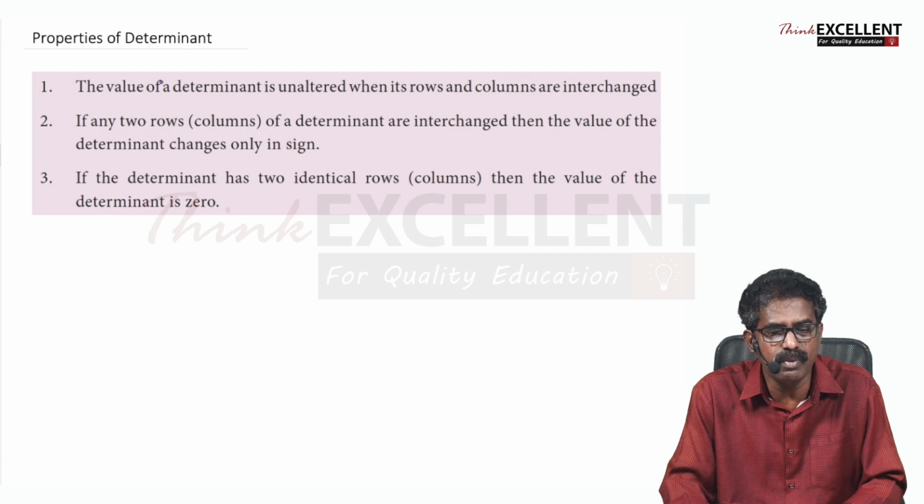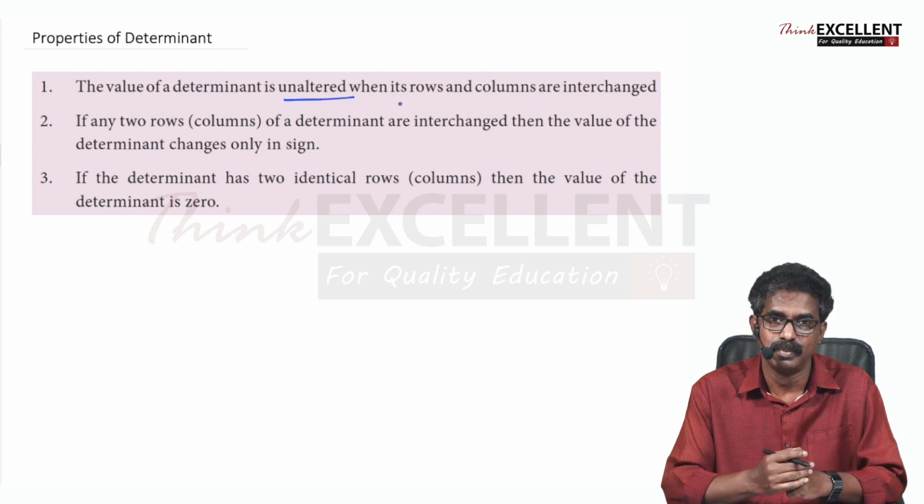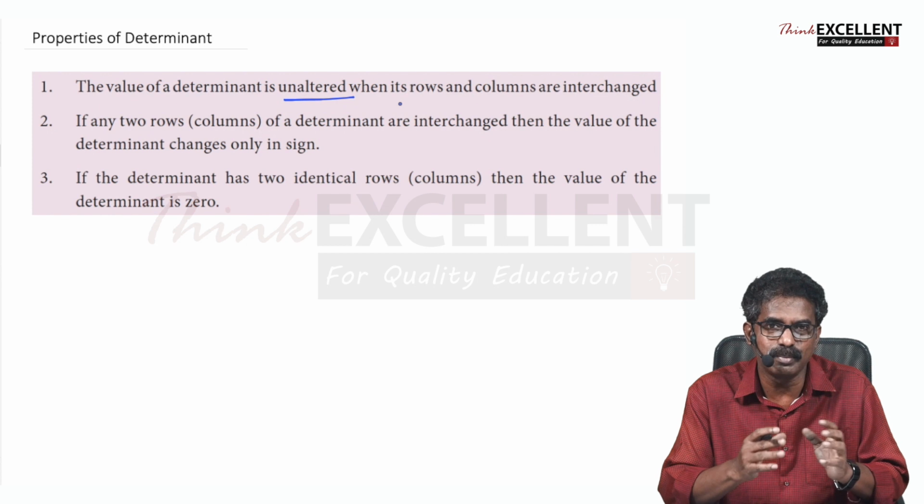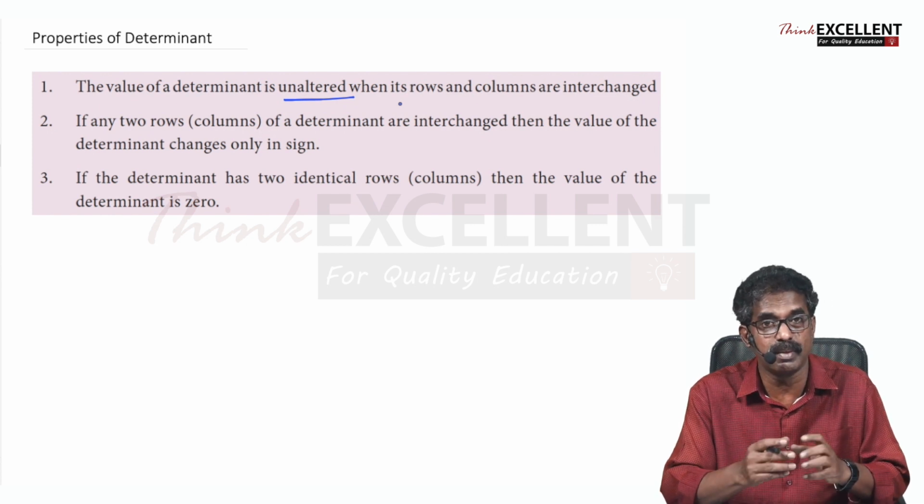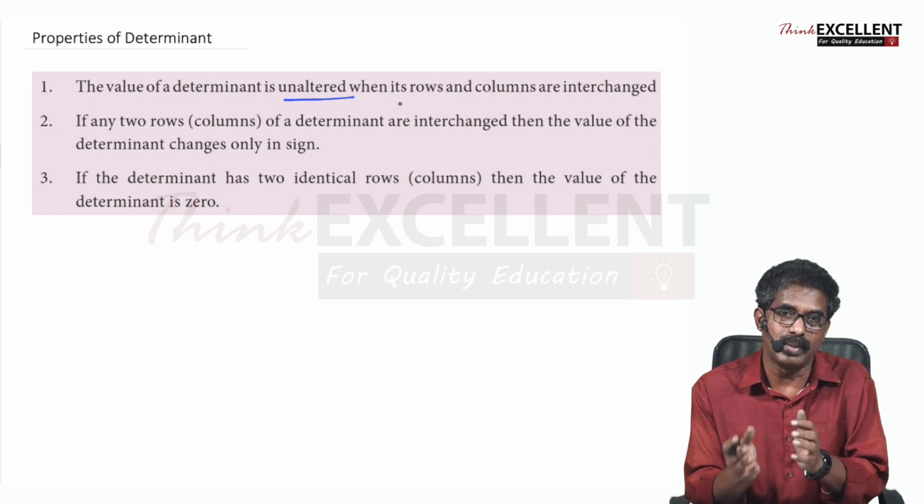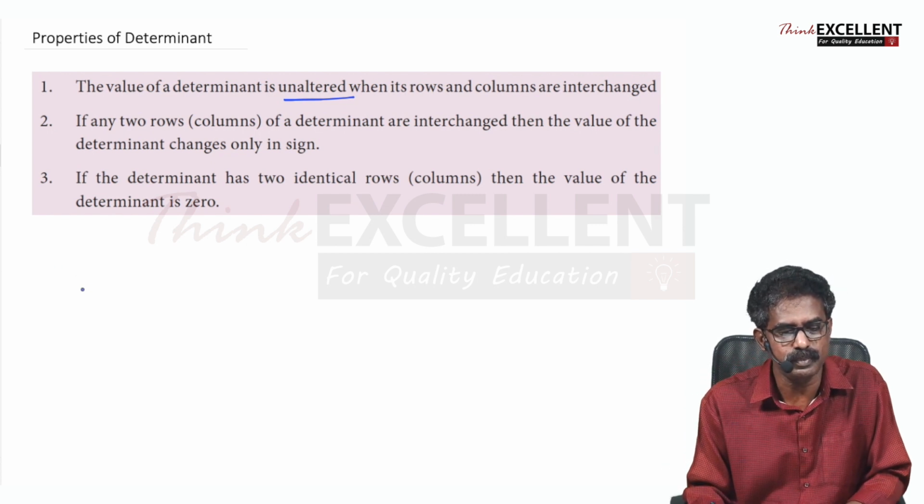First one: the value of the determinant is unaltered when its rows and columns are interchanged. Rows and columns interchange, in a matrix we call it what? Transpose, right? But in a determinant we won't say transpose. We say we are interchanging rows and columns. But it is the same thing we are doing here, right?